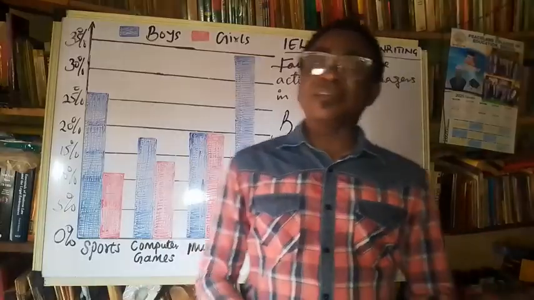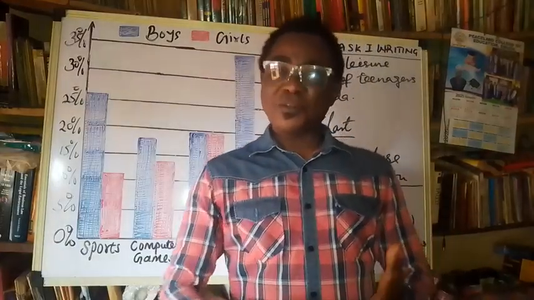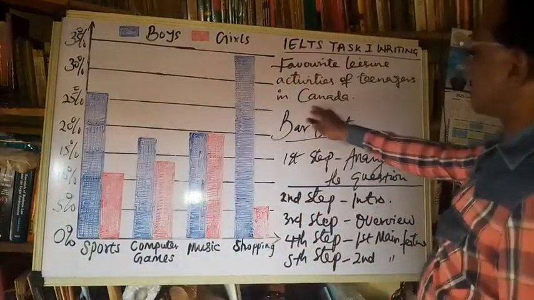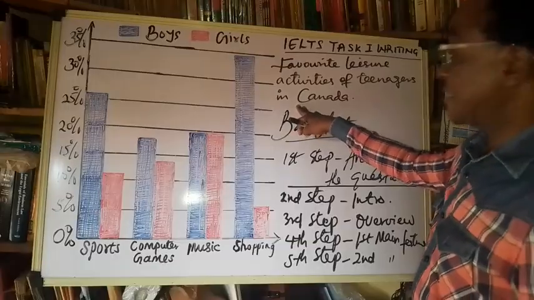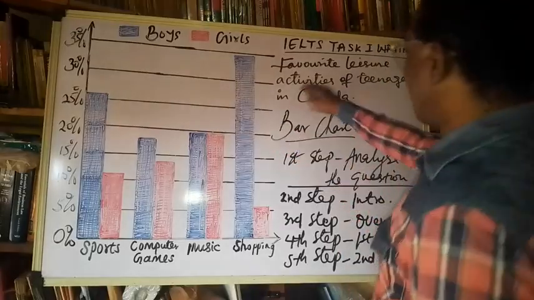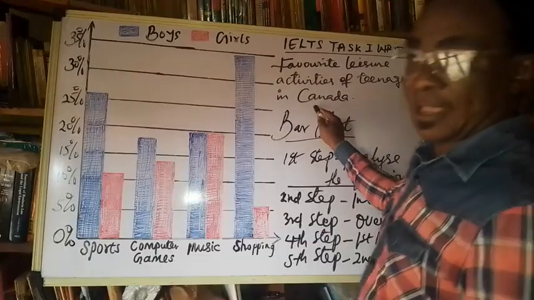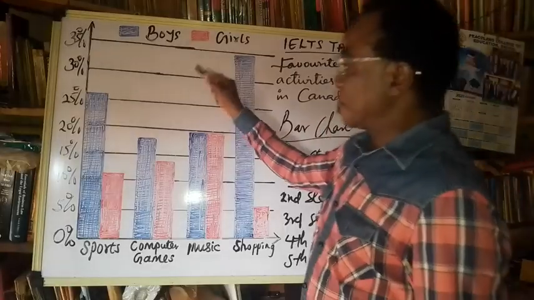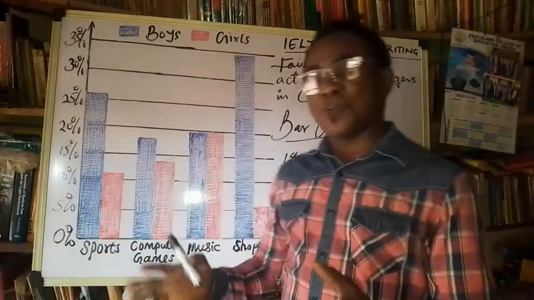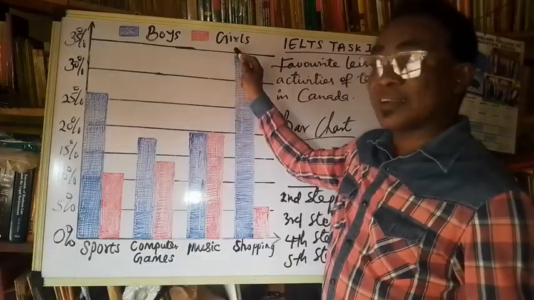In all IELTS Writing Task 1, the question follows the same pattern. Let us take a look at the initial information we have on the bar chart. It says, favorite leisure activities of teenagers in Canada. So, the bar chart reports the favorite leisure activities among teenage boys and teenage girls in Canada.